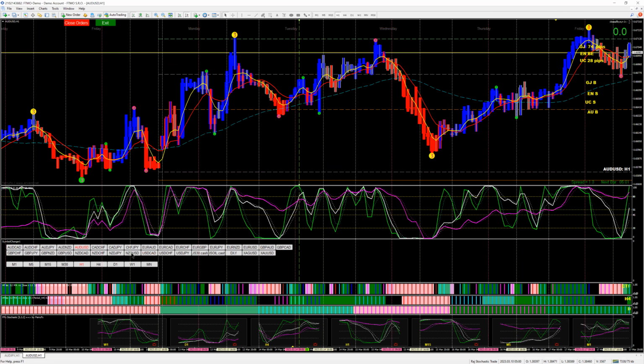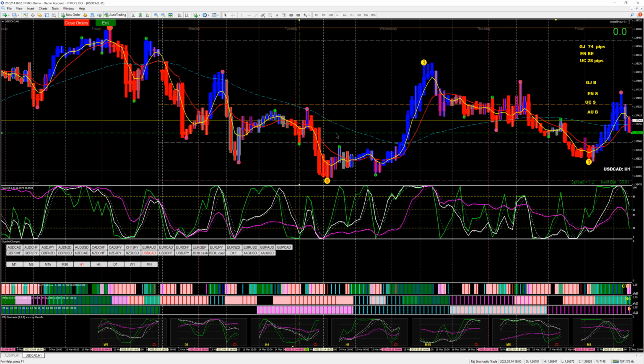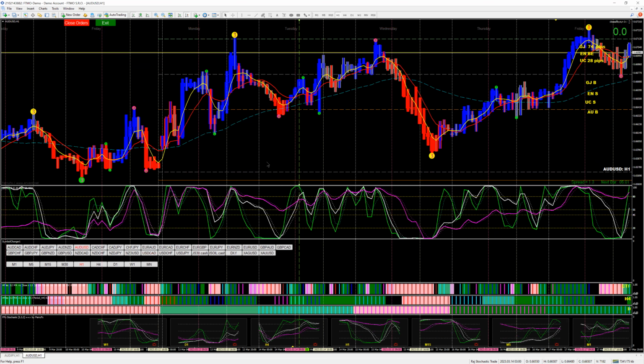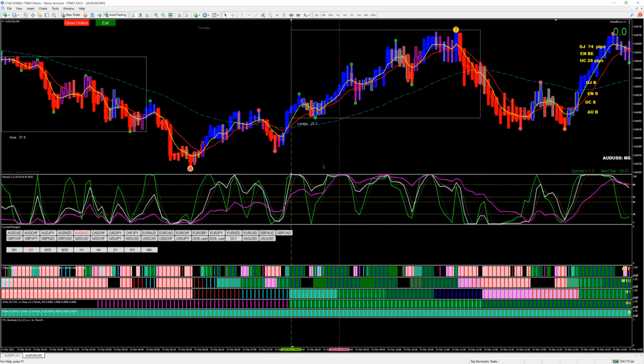And the Aussie dollar was a buy. Let's go back to the USD CAD, take the horizontal out. No, I want to leave it in there. And Aussie dollar was a long. Back to the 5-minute. We're over here. The entry doesn't happen till here. This is the lagging end. So your entry is here.